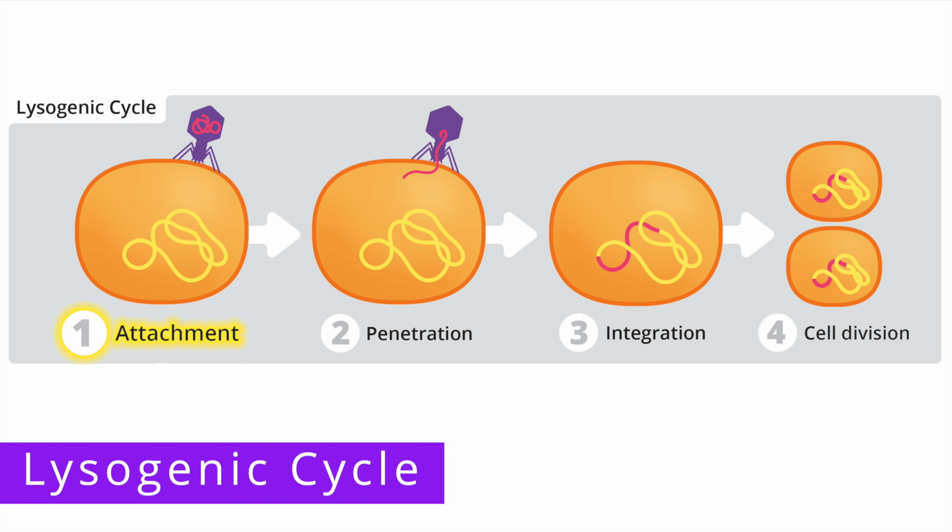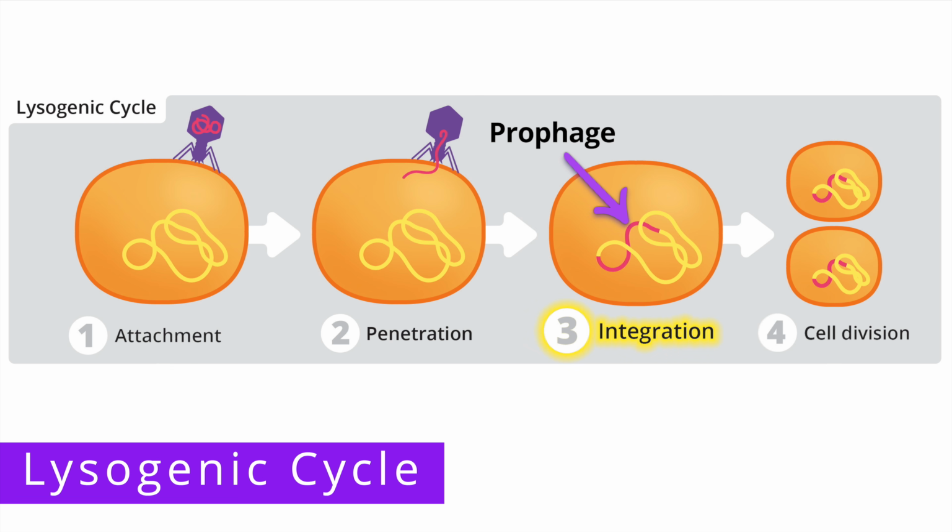During attachment, the virus attaches to the host surface. Then during penetration, the viral genome is injected into the host cell. And as you may notice, these first two steps are the same as the lytic cycle. However, during the third step, which is called integration, the phage's DNA inserts itself into the host cell's chromosome, and that integrated genome in the bacterial DNA is called a prophage, and bacteria that contain a prophage are called lysogens.